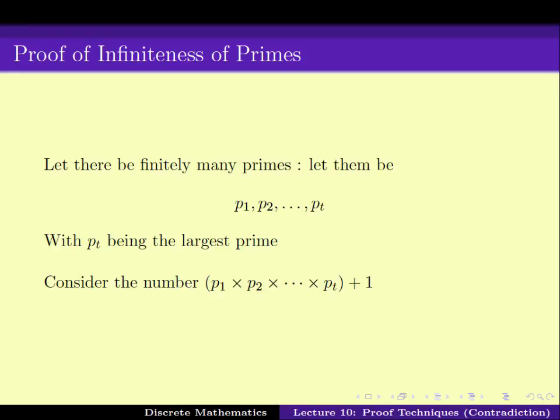Now consider this number, the product of all these primes plus 1. Now what is this number? First of all, note that this number is strictly bigger than PT. Why? If you remember, we know that P1 is 2, P2 is 3 and so on. So this number, P1 times P2 times dot dot dot till PT, is bigger than twice PT, or 6 PT and so on.